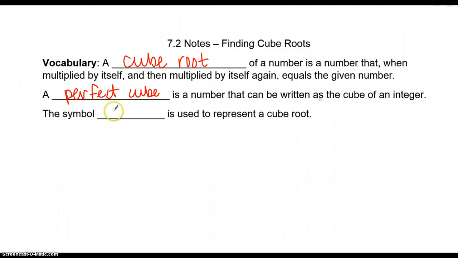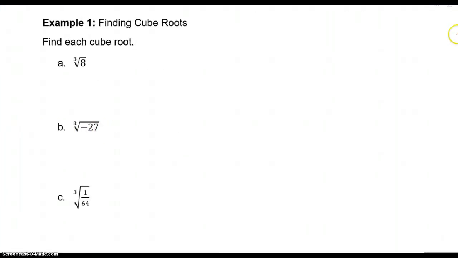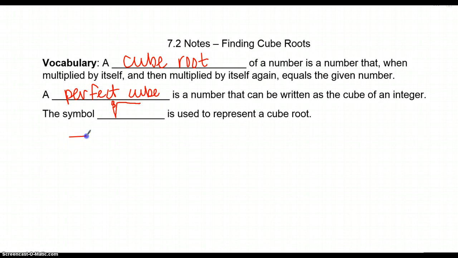The symbol for cube roots, this is important. It's the same radical sign, but there is a 3 in between the radical and that top bar. Make sure it is not this. It is not 3 that. Make sure that the 3 is right in between the radical sign and the other bar. This would not be correct.